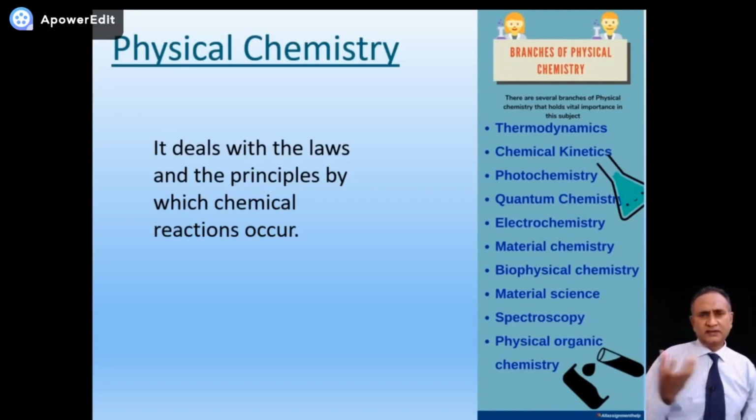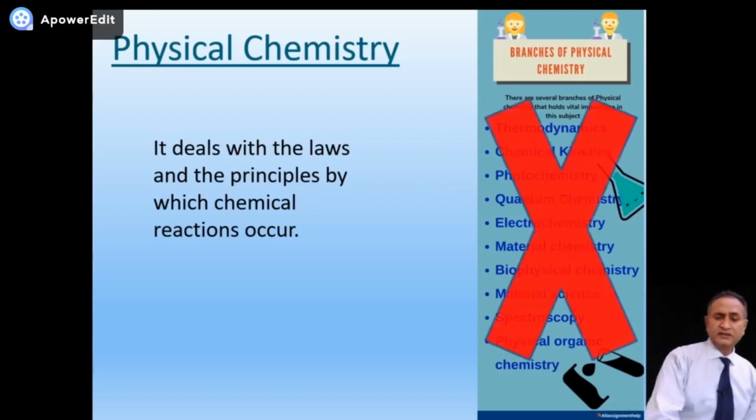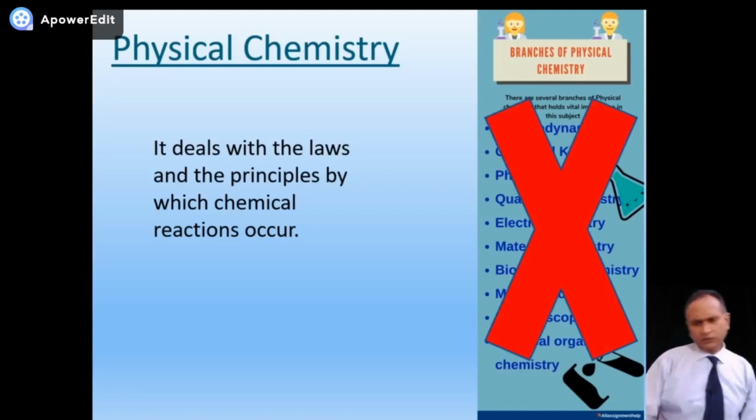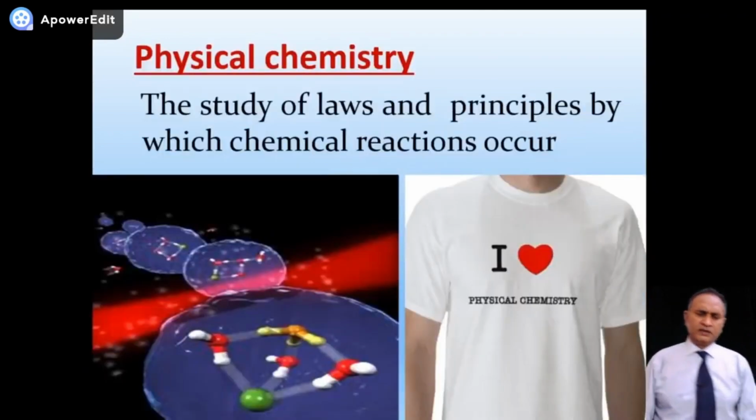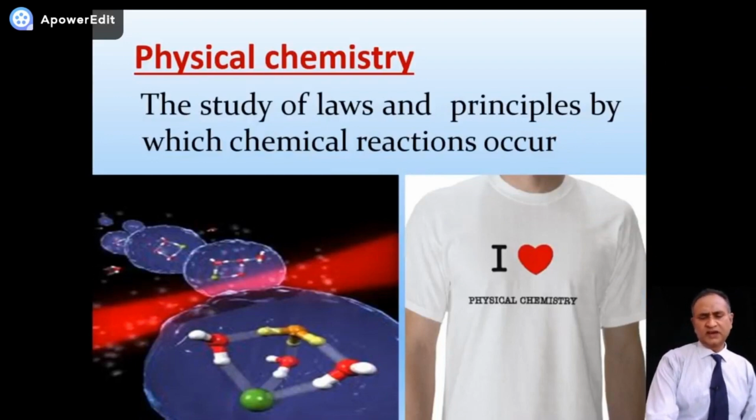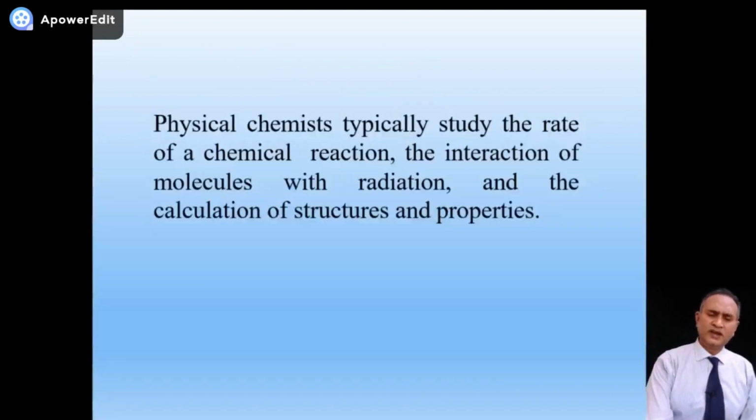It has an impact on our daily life, like thermodynamics, photochemistry, this and that. Again, this is not the whole part. These right side branches are the various branches of physical chemistry. Each branch of chemistry is further divided into a number of sub branches, right? So the study of laws and principles by which chemical reactions occur is called what? This is called physical chemistry.